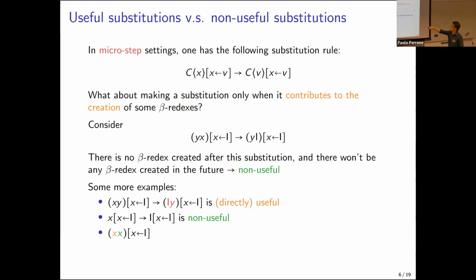And as I told you, we only talk about the notion of usefulness or non-usefulness in micro-step settings. Imagine in a small-step setting, you replace both occurrences of x with I at once in one step. But it's very complicated to talk about whether it's useful or not, because like I said before, replacing the first occurrence of x with I is useful, but replacing the second occurrence of x with I is not useful. So we only talk about this in micro-step settings.